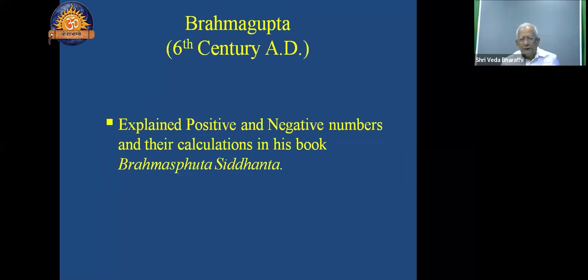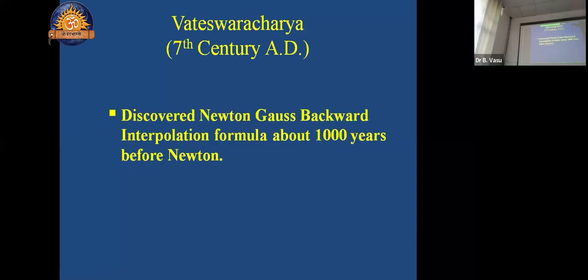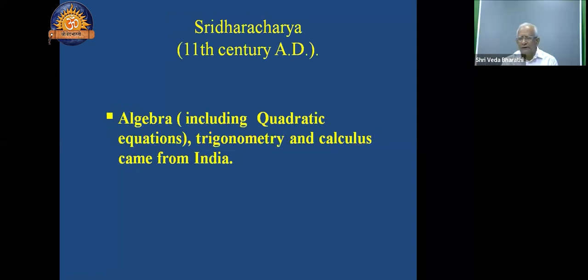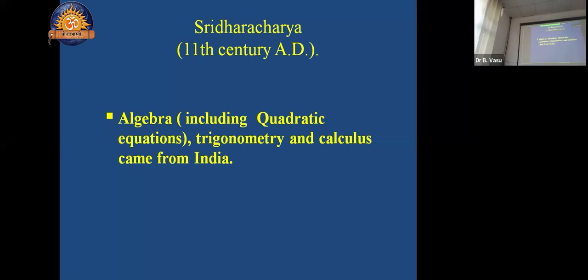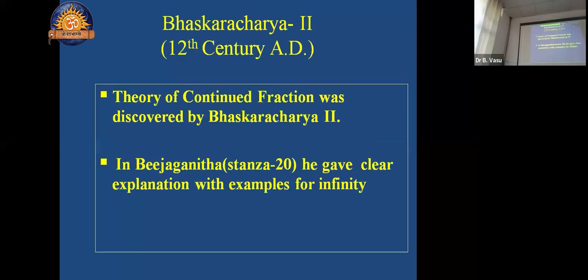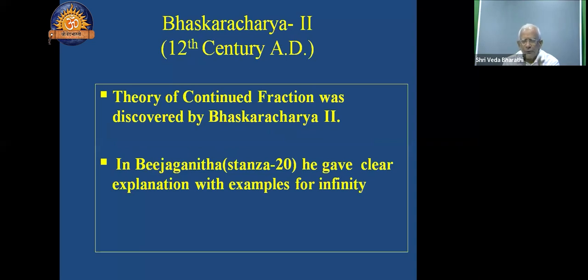Similarly, Brahmagupta explained positive and negative numbers and their calculations in his Brahmasphuta Siddhanta. Vateswaracharya belongs to the 7th century AD. That is about 1,000 years before Newton. But Vateswara's formula is now known by another name, Newton-Gauss backward interpolation. Similarly, Sridharacharya belongs to the 11th century. He brought out the quadratic equations: ax square plus bx plus c is equal to 0. What is the value of x? Minus b plus or minus the square root of b square minus 4ac by 2a, we call it. Those things he had already explained. Wonderful contributions that they have given. Bhaskaracharya too, as I told you, is a genius of geniuses. Just a minute.